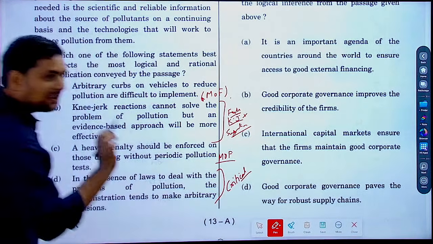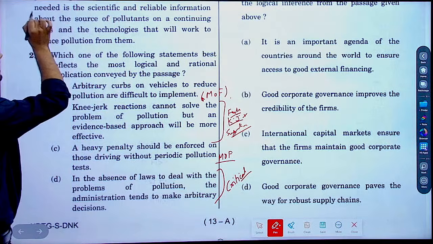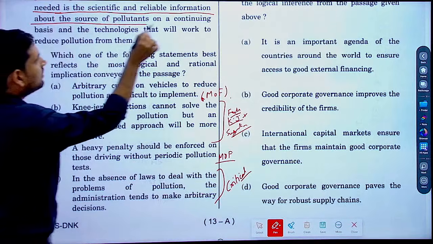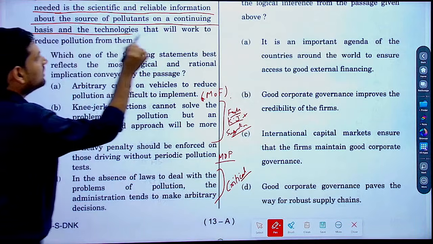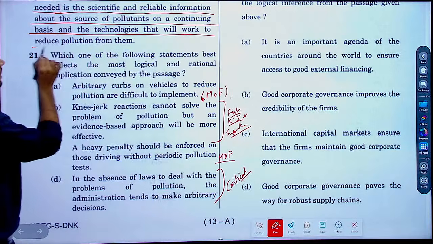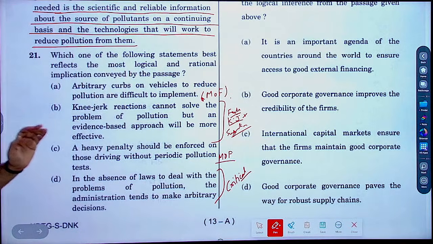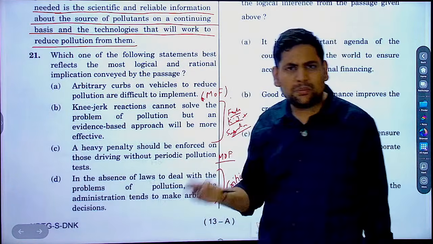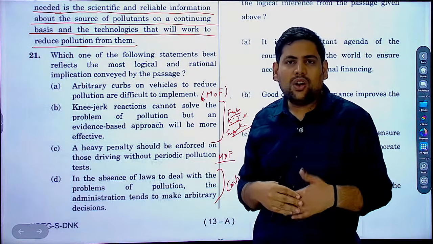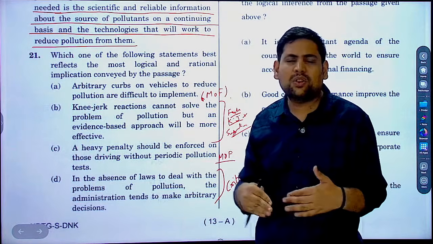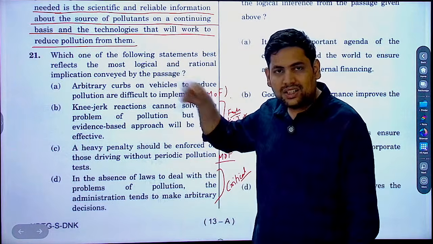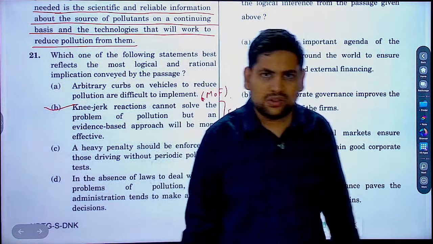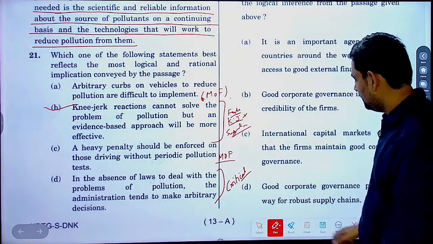See, from here only you can see what is needed. What is needed is the scientific and reliable information about the source of pollutants on a continuing basis and the technologies that will work to reduce pollution from them. Is it giving a suggestion also? Correct? It is giving a suggestion also. The initial part talks about that odd even philosophy of all those knee-jerk reactions will not work and why it won't work. The last part is telling what should be done. So this is a combination of both of these. So answer becomes B.